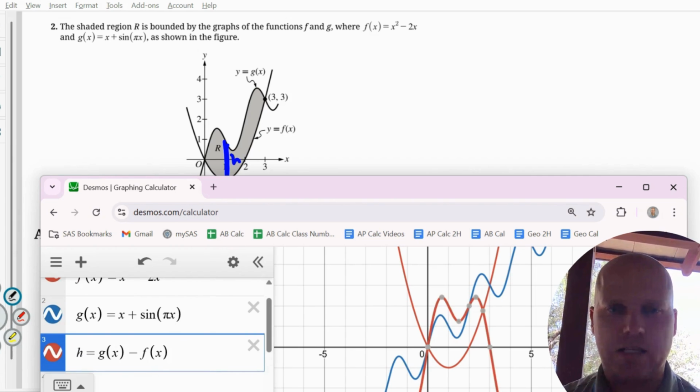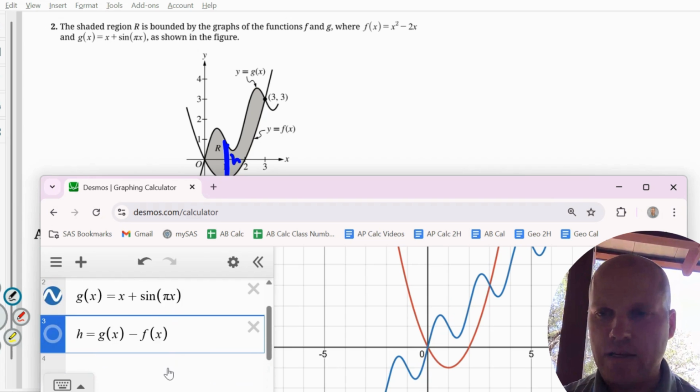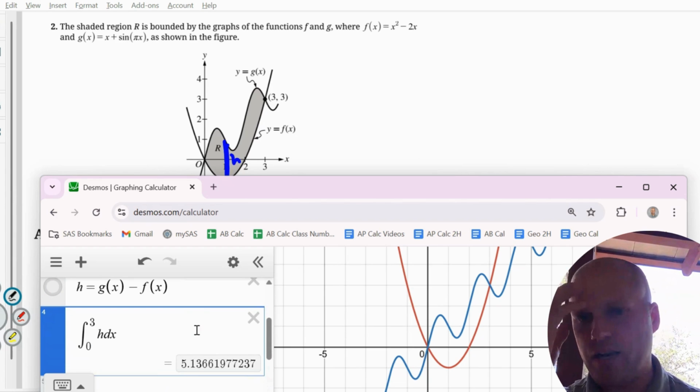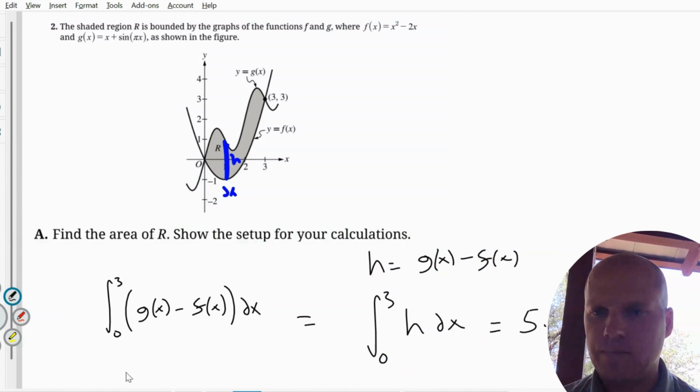Or they could put it in terms of the function. And I say accumulate from 0 to 3 your heights times your widths to get your area. Okay, and that's the correct answer.